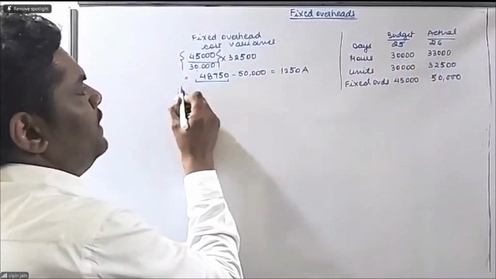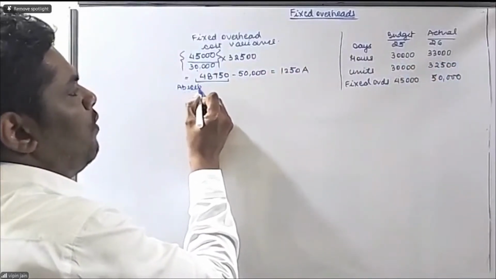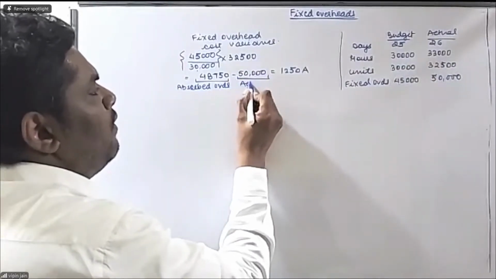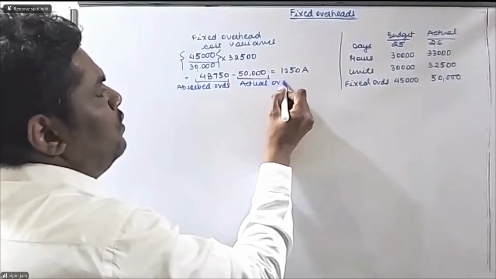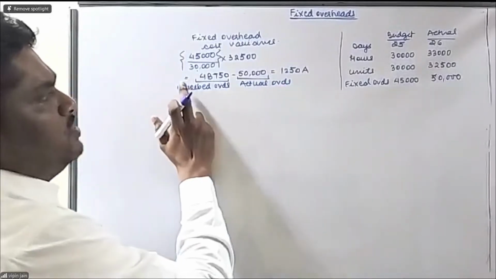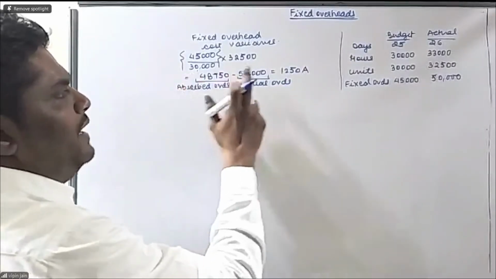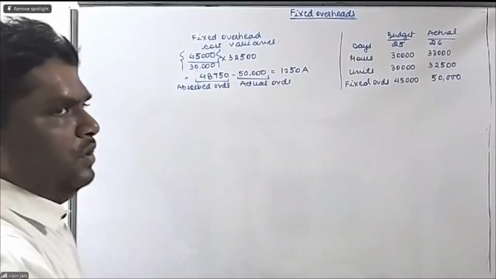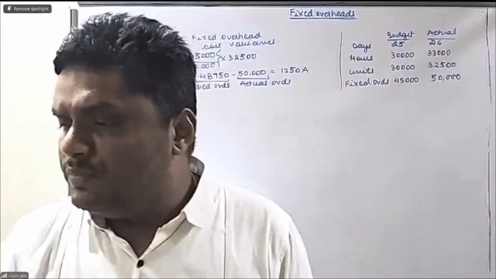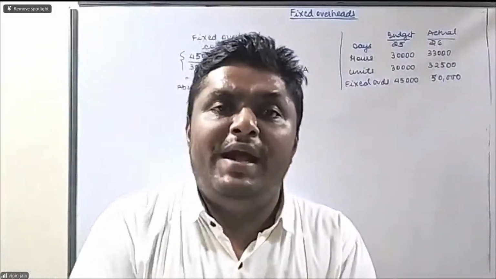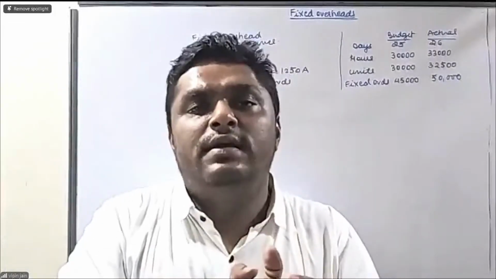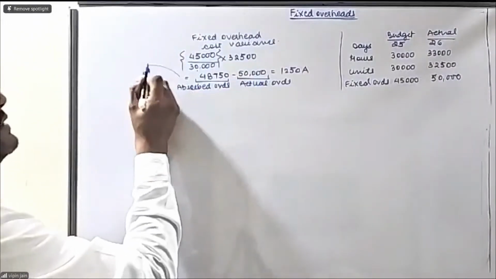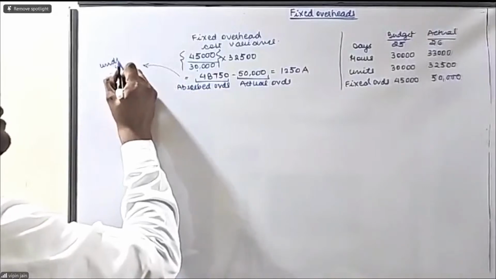That absorption rate is applied to actual units to calculate absorbed overheads. These are my absorbed overheads, and these are my actual overheads. So 48,750 is my absorbed overheads. My actual overheads are 50,000. This is how I got 1250 adverse. As I asked, is it under absorption or over absorption? Very simple, guys: if absorbed overheads are less, it is under absorption. Herein my absorbed overheads are less than actual overheads, so we can say it is under absorption.